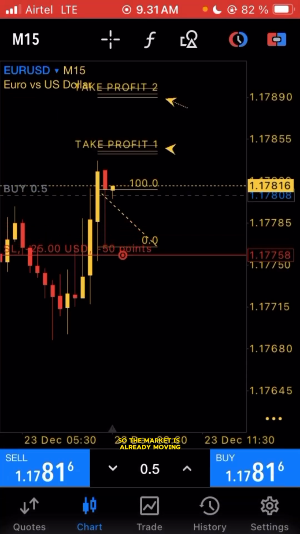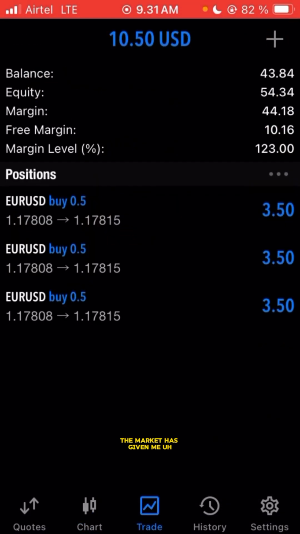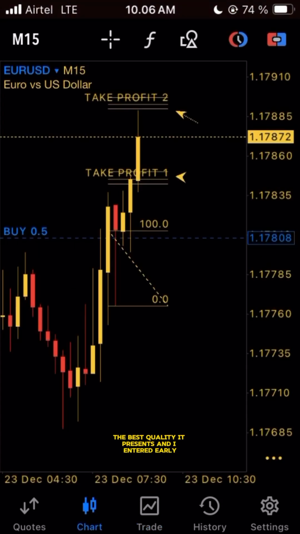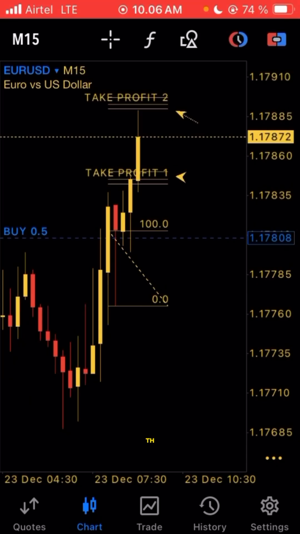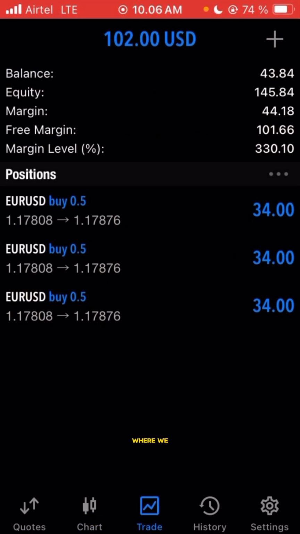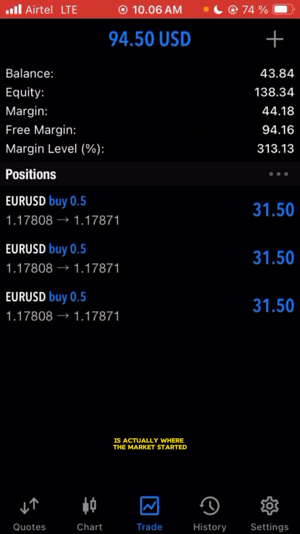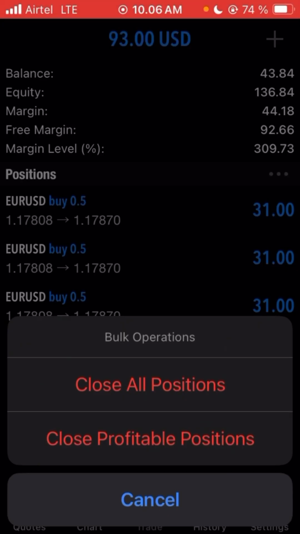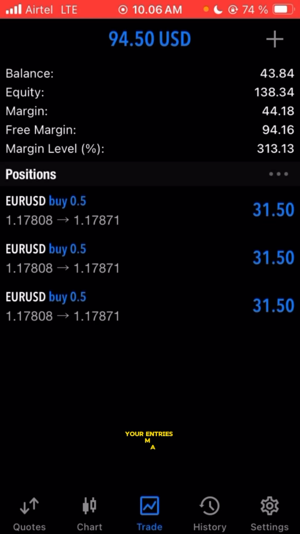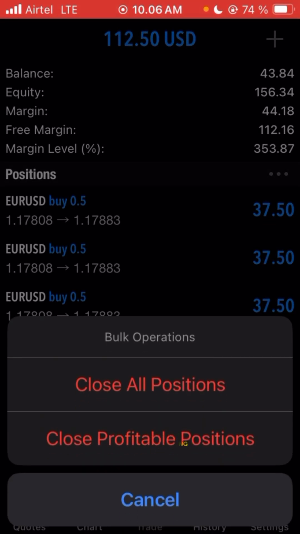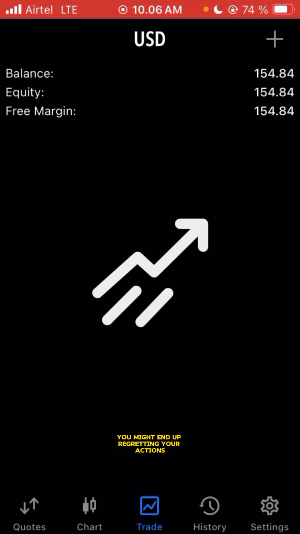So the market is already moving. The market has given me the best quality it presents, and I entered early. That's the good part. You see, where we took our trade is actually where the market started making moves, right? So assuming I waited a little bit, I would have missed the entire thing, but guess what? Entry early, your entries matters a lot, and your exit matters a lot. If you hold your trade at the wrong time, you might end up regretting your actions.